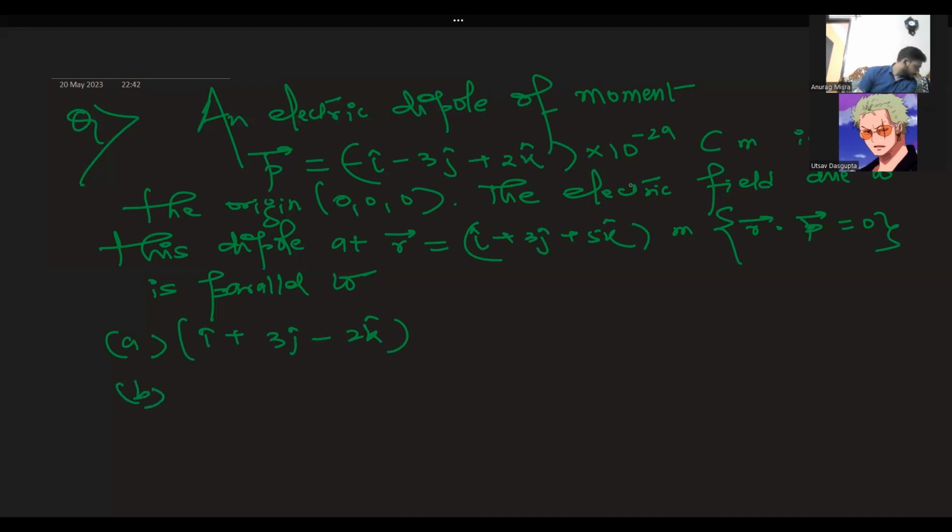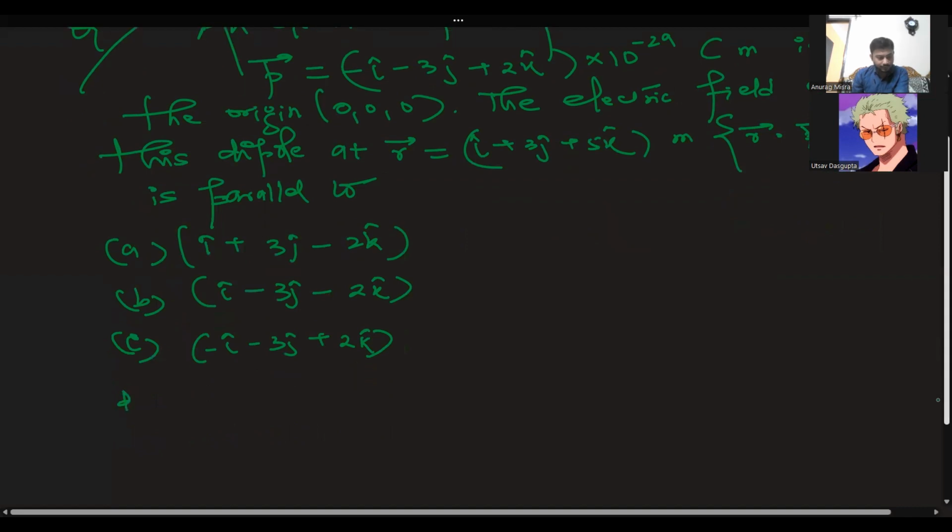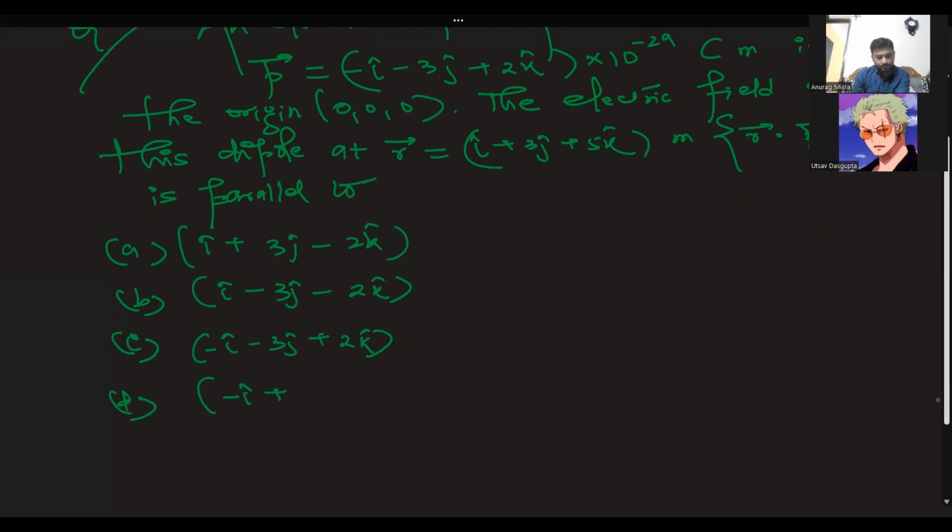Option B, i cap minus 3 j cap minus 2 k cap. Option C, minus i cap minus 3 j cap plus 2 k cap. And option D, minus i cap plus 3 j cap minus 2 k cap.